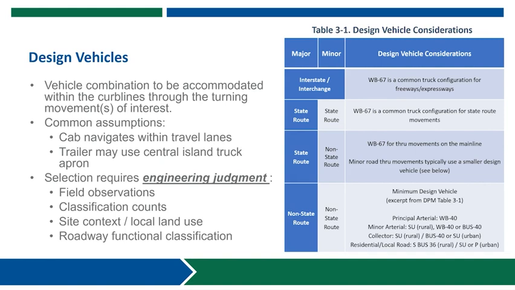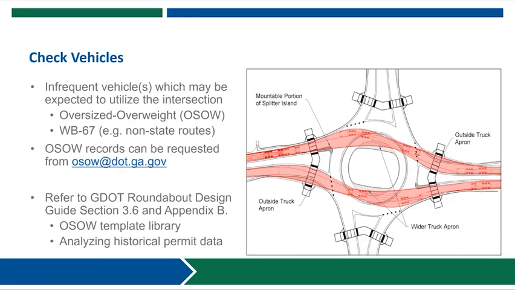for your specific project. Check vehicles are larger vehicle combinations that are infrequent at the intersection, but are still expected to potentially need to get through at some point during the design life of the project. This might include oversized, overweight permit loads, or for some non-state route intersections that have smaller design vehicles, a WB67 with a standard 53-foot trailer might also be a check vehicle to make sure that vehicles of that size can still get through the intersection, even though the design may have been set up for a slightly smaller design vehicle.